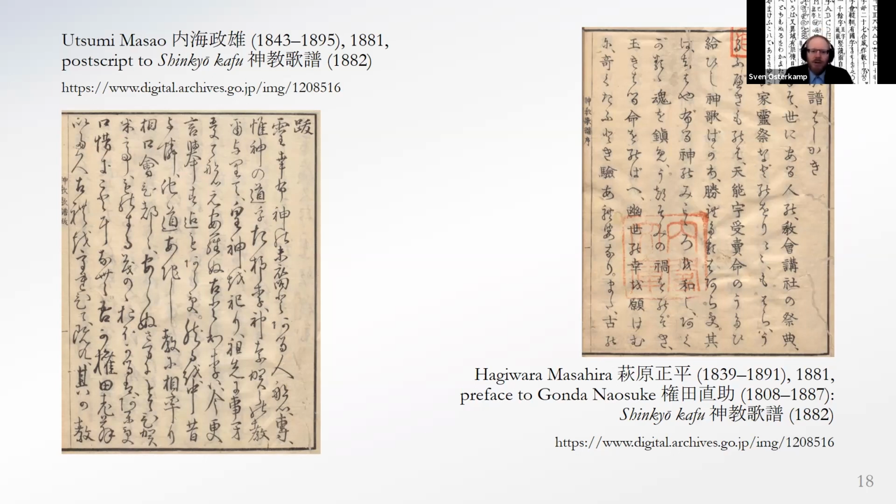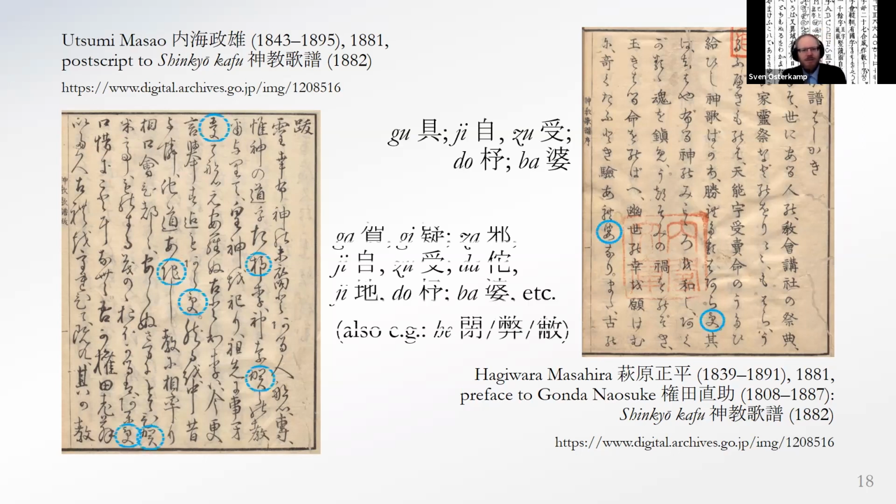Hagiwara's preface on the right features a grid-based arrangement and also quite a few dakongana, but Utsumi's postscript is certainly of greater interest. Even if it maybe doesn't look too unusual at first sight, it contains, on a total of only 3 pages, about 10 different dakongana and also a variety of further archaisms in terms of kana choice.